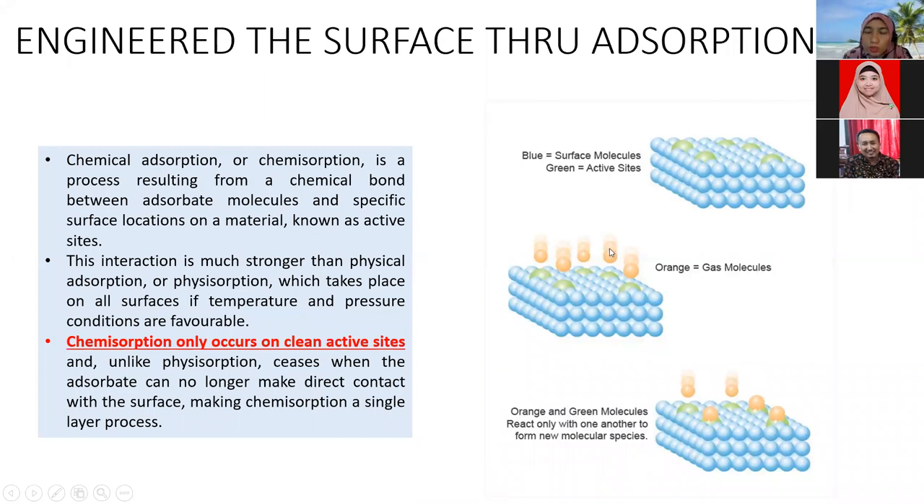This orange is a gas molecule that wants to land on the surface. When the orange and green molecules have this chemistry, they will make a chemical bond, and that's why we form new molecular species on the surface, and we get different properties. We have modified the surface according to this chemical reaction. So chemisorption is a process resulting from a chemical bond between the adsorbate, this ball that wants to land on the surface, and a specific surface location on a material, which we call the active site.